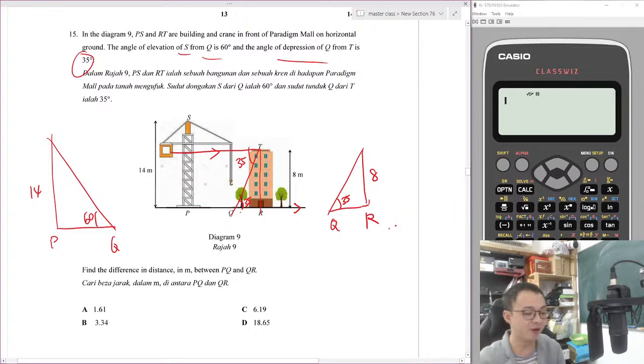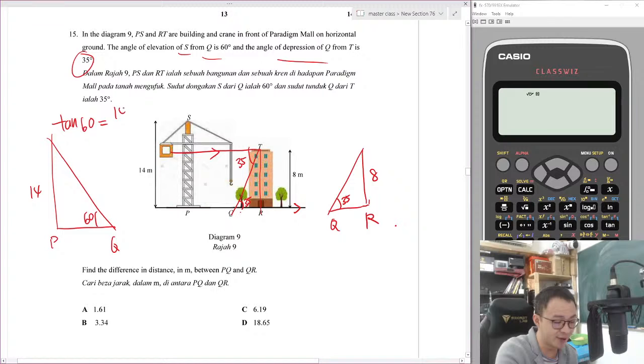Right now I want to find PQ and QR by using tangent, because opposite and adjacent. So tangent 60 equals O, which is 14, over PQ. So PQ is 14 over tangent 60.